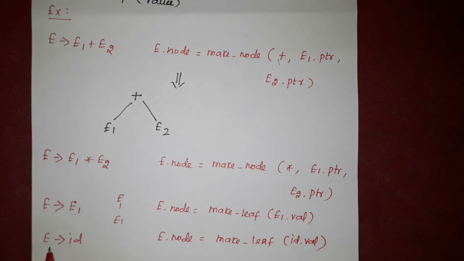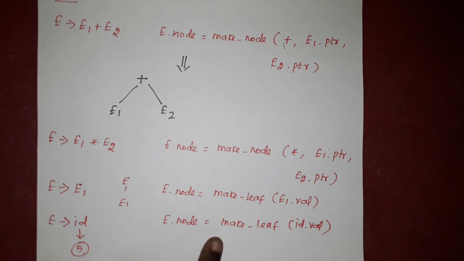And the final one is E tends to ID. ID is nothing but an identifier token, any value. For example, this is the value 5, then E dot node is equal to make leaf. This is the leaf value 5. E tends to 5 means this is a leaf value. So E dot node is equal to make leaf of this particular ID value 5.